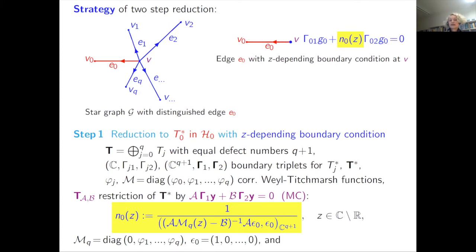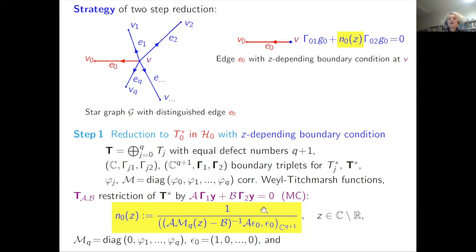And now we showed that these systems here are in some sense equivalent if we choose for this N0 of z the following function. So we need the individual Weyl-Titchmarsh functions on these. They are defined for each such symmetric linear relation on an edge, or for the Tj, the phi j. Then we form out of all these phi j a diagonal matrix, which we call script M. And then we have these two matrices A and B from the matching conditions defining our self-adjoint linear relation here.